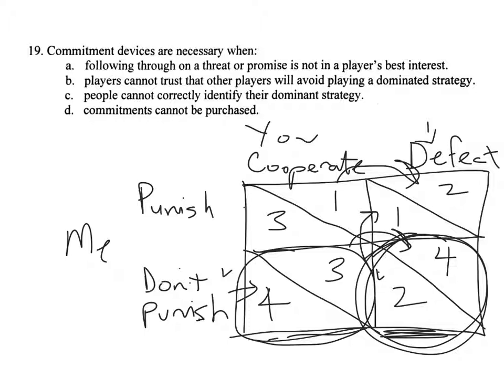Anyway, let's think. Commitment devices are here. Following through on a threat or promise is not in the player's best interest. So in my example, it wasn't. I could threaten to punish you, but you knew it was not in my best interest, so you didn't have to worry about me punishing you. B is sort of nonsensical. People cannot correctly identify; commitments cannot be purchased. If you didn't get this part of the reading, this might have been a hard one, but actually, as I read it now, B, C, and D are sort of gobbledygook. But I guess if you're not understanding it, it's all gobbledygook. So hopefully that was helpful.